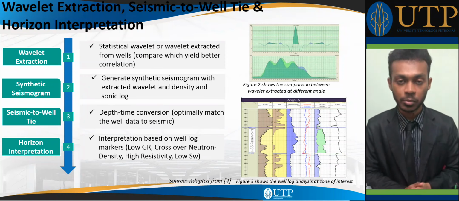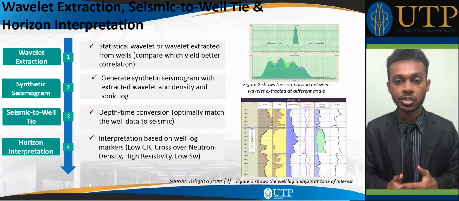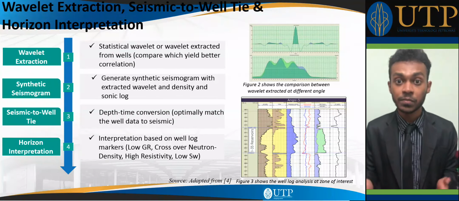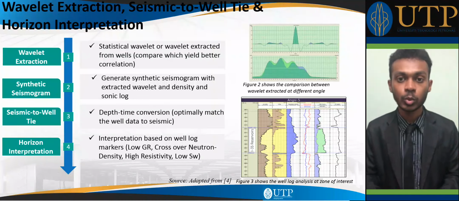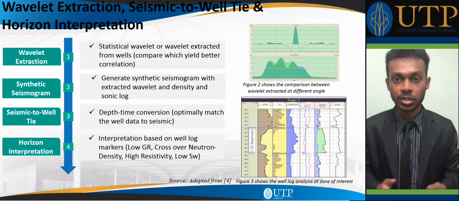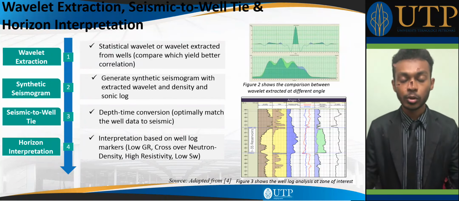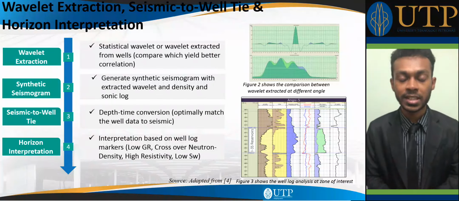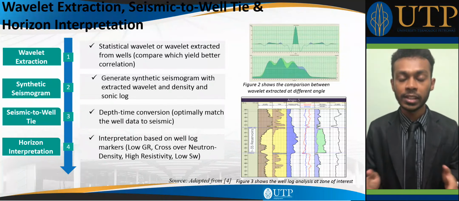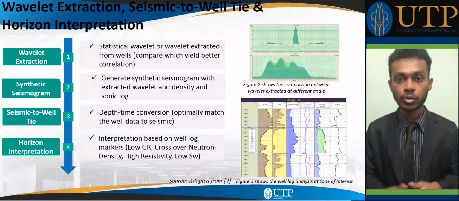Once the seismic to well tie process is completed, horizon interpretation should be made on the target reservoir zone, which is often indicated by low gamma ray value, high resistivity, low water saturation, and a crossover between density and neutron porosity. The figure on the right shows the comparison between wavelets extracted at different angles and a well log analysis made on the well log to identify the hydrocarbon zone.